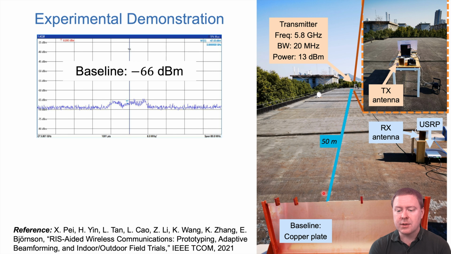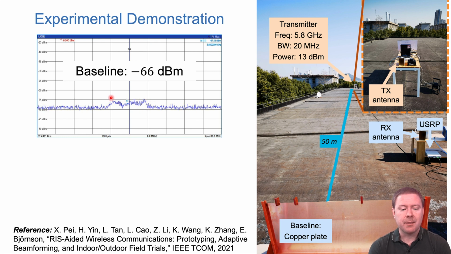The transmitter and receiver are 50 meters apart here, and the transmitter is sending the signal towards the copper plate, which will essentially reflect it back because of the incident angle being almost perpendicular to the surface. We operate here at the 5.8 GHz band, which is a Wi-Fi band, using 20 MHz of spectrum and 13 dBm of power.